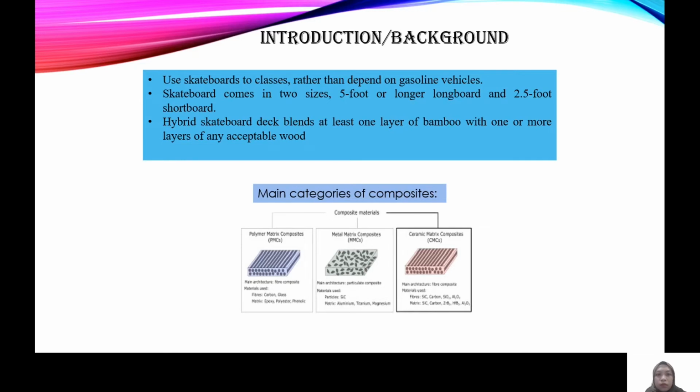Skateboards come in two sizes, which are the 5-foot or longer longboard and the 2.5-foot shortboard. A hybrid skateboard deck blends at least one layer of bamboo with one or more layers of any acceptable wood. Composites are important materials that are widely used today, not only in the aerospace industry, but also in a large and growing number of commercial engineering applications. The main categories of composites are polymer matrix composite (PMC), metal matrix composite (MMC), and ceramic matrix composite (CMC).